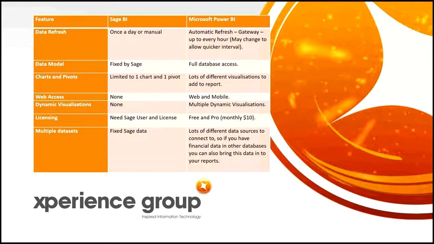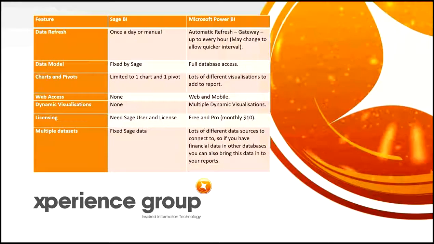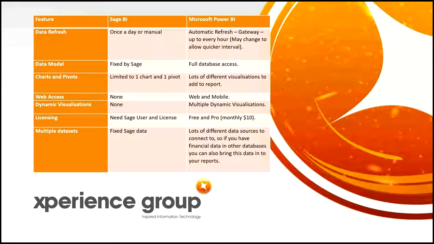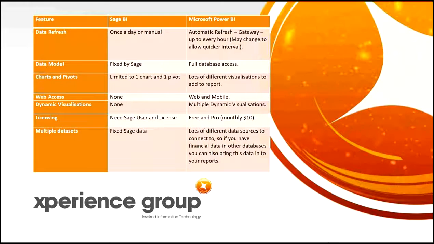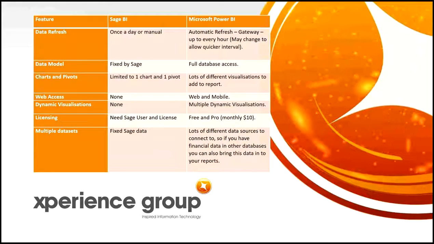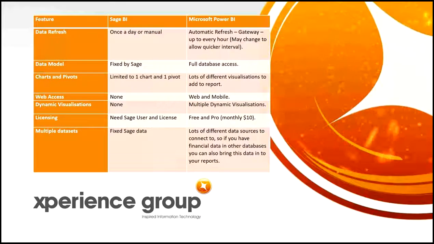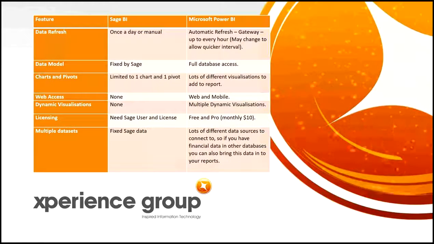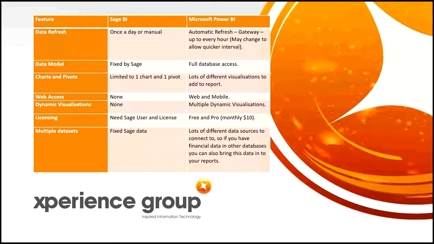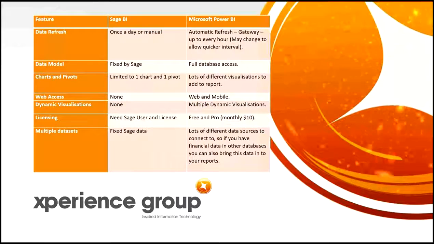Okay, so I've got a little table here which shows you some key differences between Sage BI and Microsoft Power BI and certain limitations you have within Sage BI. Now, with the data refresh, if you use Sage BI, it works off a scheduled task which runs overnight, and the data will only be from the time when that scheduled task is run. With Power BI, it has the ability to set up gateways, so you can automatically refresh your data, and that can be pinged out every hour. I think with the newer versions, you can even get it going up to every 30 minutes, depending on what type of gateway you use, but you can get it to refresh every hour, so the data is up to date.